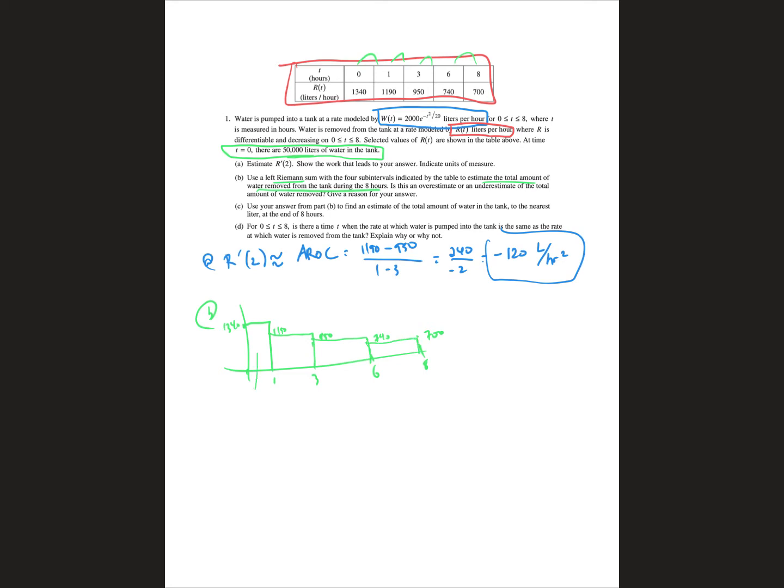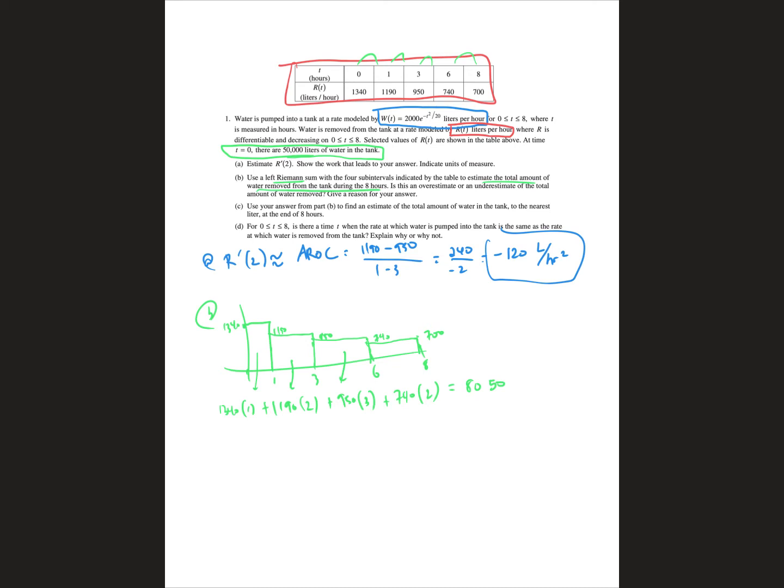So my first interval has a height of 1340 and its width is 1. My second interval has a height of 1190, and its width is 2, goes from 1 to 3. My third interval has a height of 950 and its width is 3. And my fourth interval has a height of 740, and its width is 2. So I'll pull my calculator out to help me with this arithmetic, and I get 8,050.